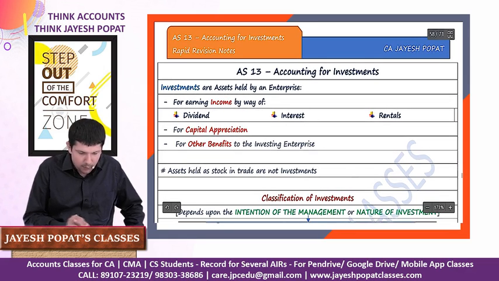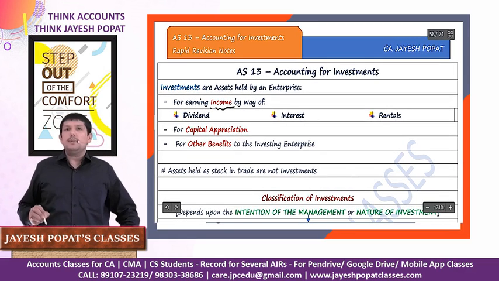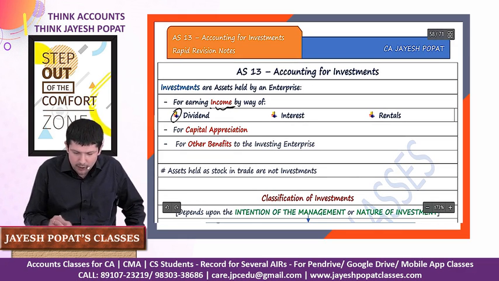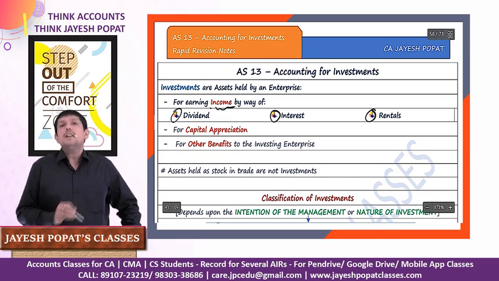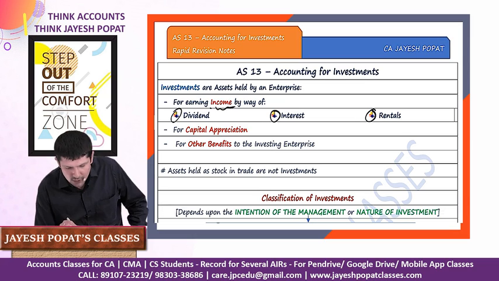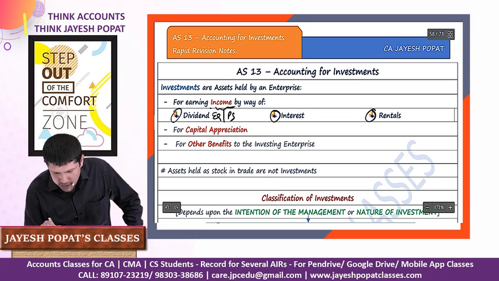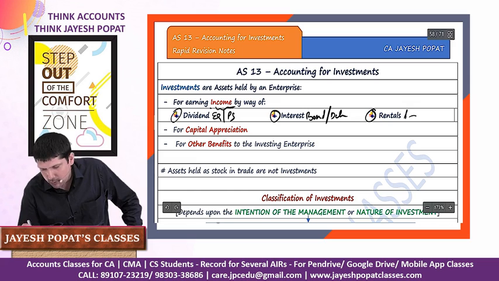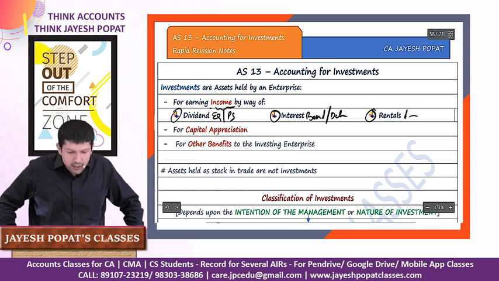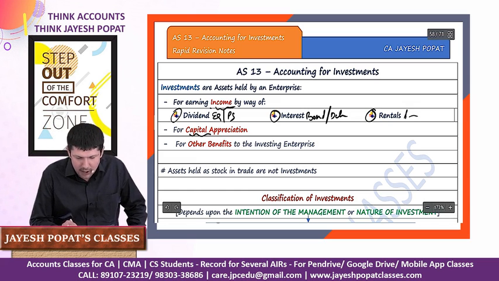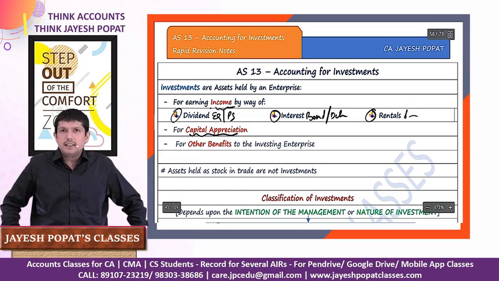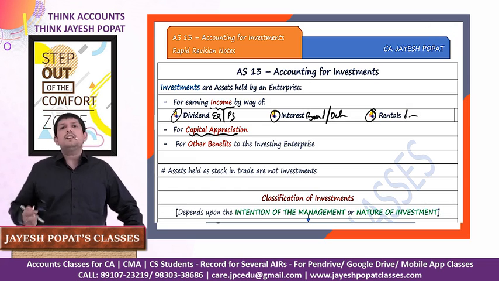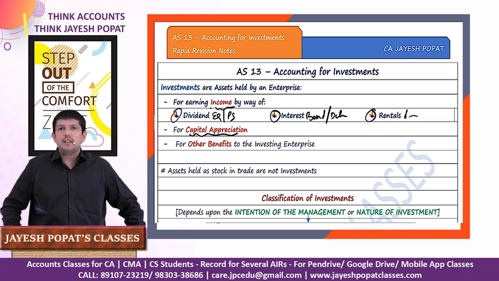So the purpose of holding this asset is earning income, and you will earn income by way of dividend, interest, and rentals. When we say dividend, we refer to equity shares or preference shares. Interest could be from investment in bonds or debentures, etc. And rentals, maybe we have taken a property and given it on rent. Or it is held for capital appreciation, so the purpose of holding this asset is to have appreciation in the amount which you have invested in the asset.